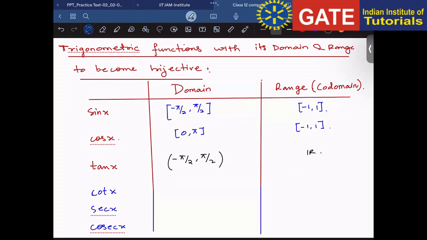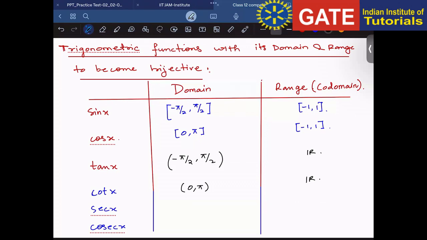Cot x. What should be the domain? Open 0 pi. See, sin x and tan x are related. Cos x and cot x are related. There it is closed 0 pi. Here it is open 0 pi. And what will be the range? Range will be same, R. Understood?